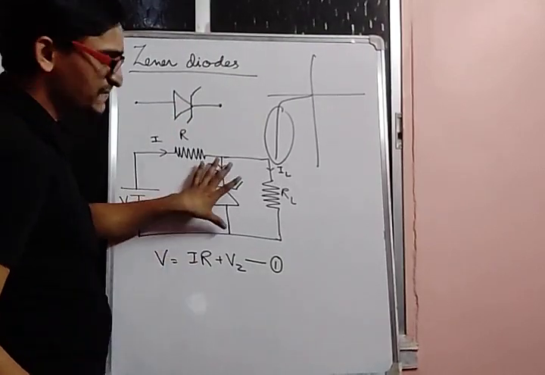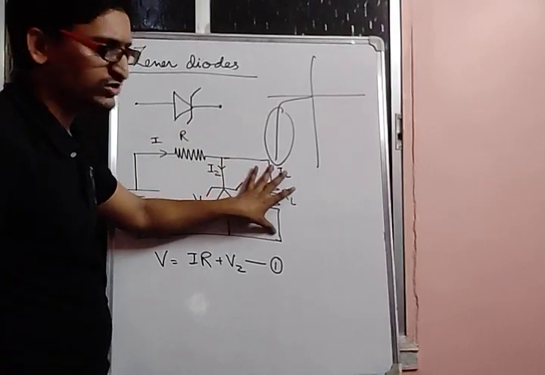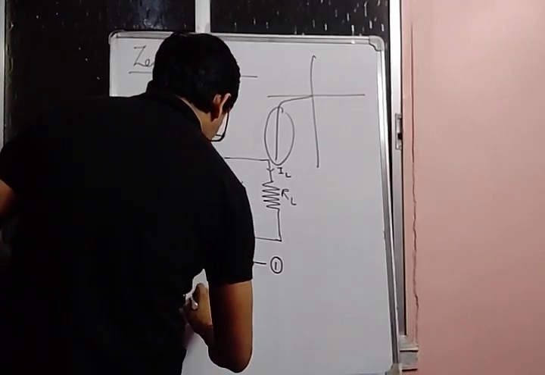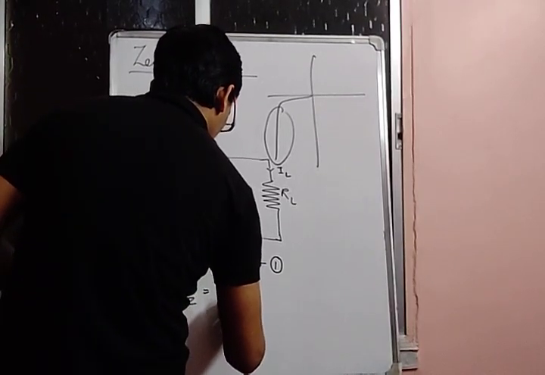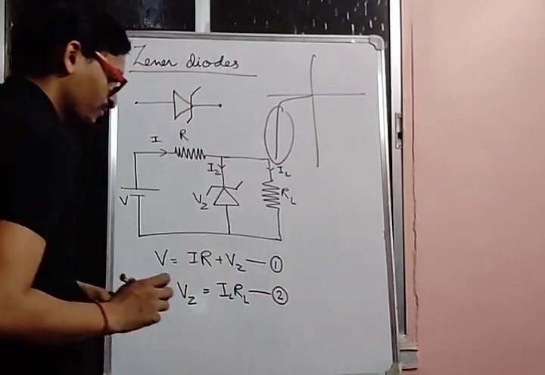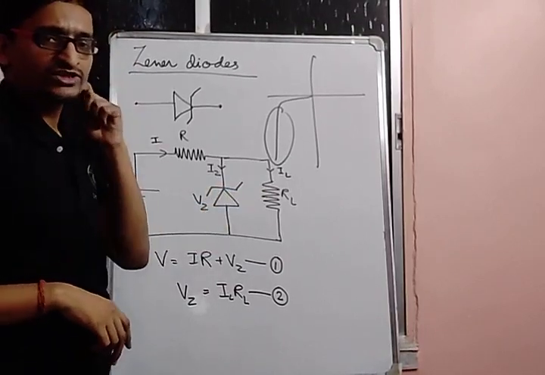Secondly, the voltage Vz across the diode is the same as the voltage across the load resistance. So Vz equals IL into RL. This is my equation number 2. We have to keep the voltage across the load resistance constant.